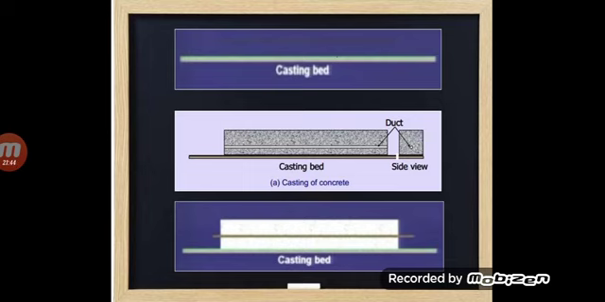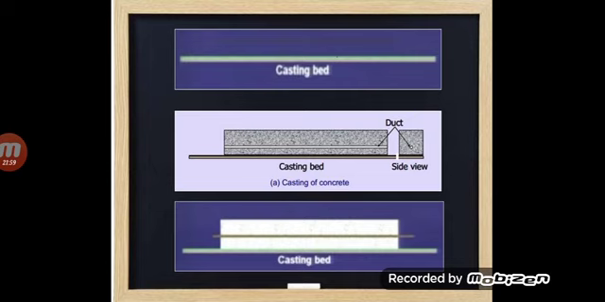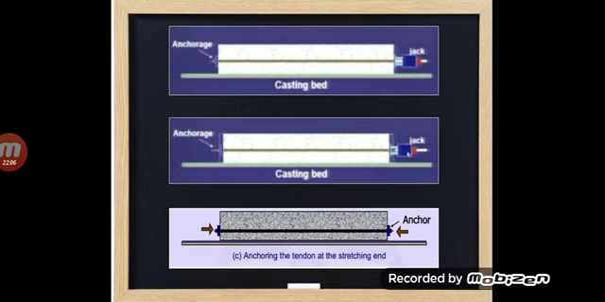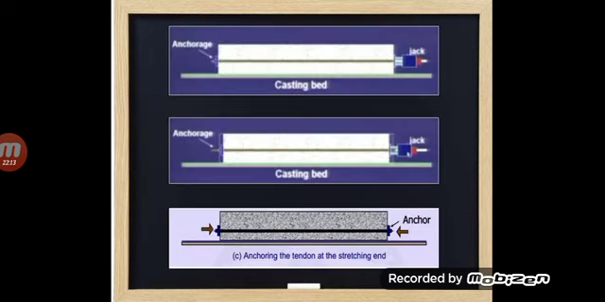Okay, see, the casting bed. Then see, there is a duct. Here you can see the plain length inside that concrete block. That is called the duct. So we will be leaving the duct before casting of the concrete. Now this is a side view. After that we will be anchoring the tendon at the stretching end. Then we will be applying the tensile force. Then we will cut the tendon.